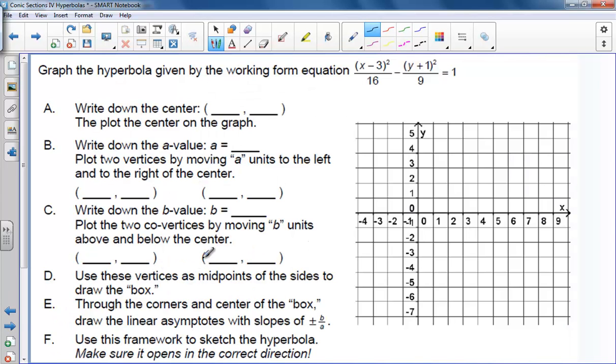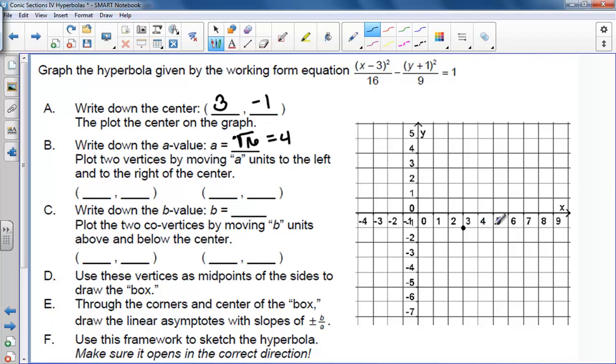Then let's look at how to graph a hyperbola based on its equation. So I'm going to start with the center. So here is my h, here is my k, remembering that they always change signs. So it's going to be positive 3 and negative 1. So I'm going to plot my center point at 3, negative 1. My a value is always found under my x term, and it will be the square root of 16, and the square root of 16 is 4.